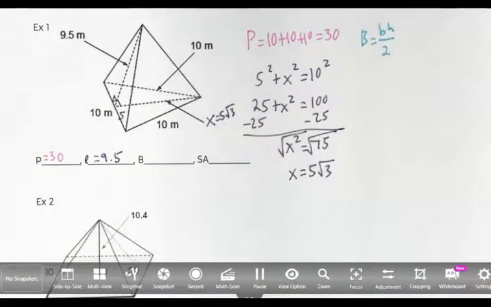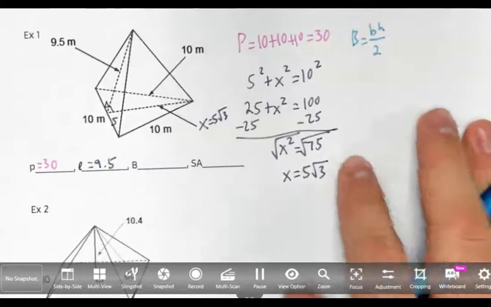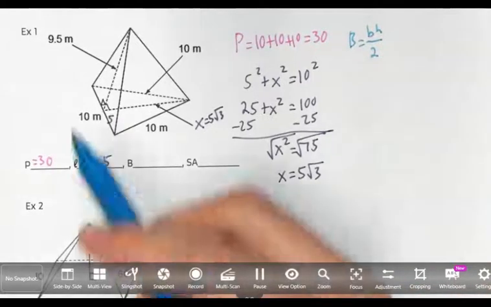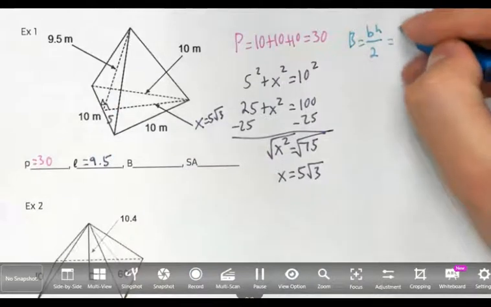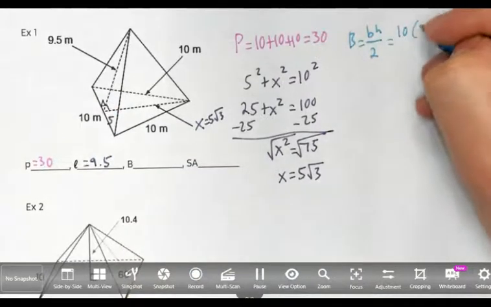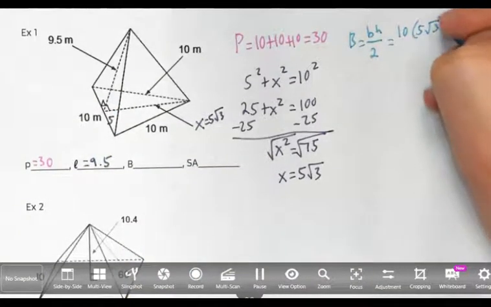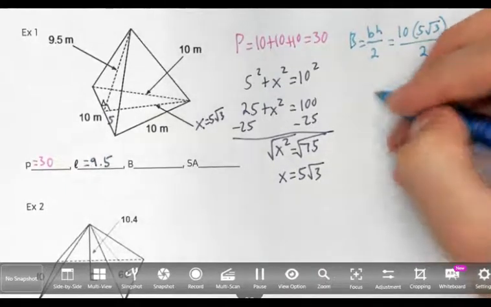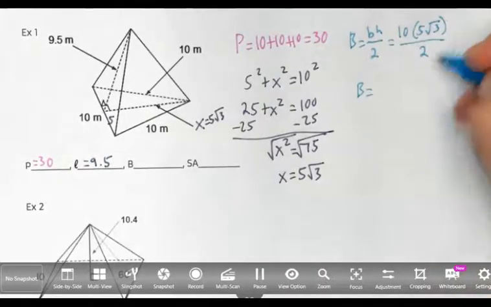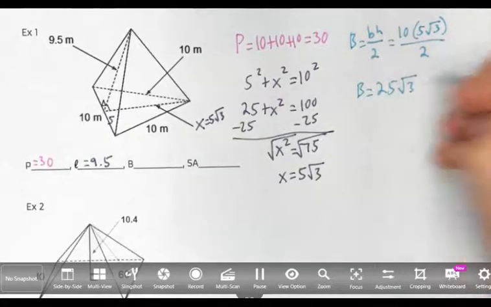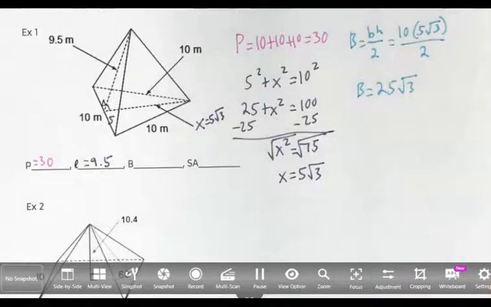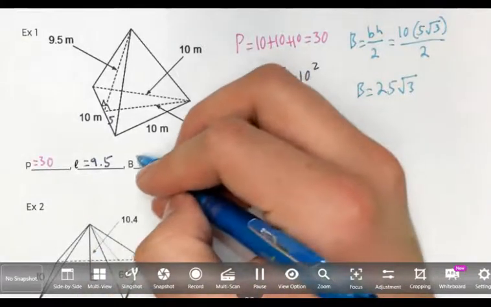And then we will plug that into our area of the triangle formula over here. So, let's see. The base is 10. If we look at this equilateral triangle, the entire base is 10. So we can do 10 times 5 root 3 divided by 2. And we know that 10 divided by 2 is 5. 5 times 5 is 25. So that will give us 25 times the square root of 3. All right, so that is our area for our base.